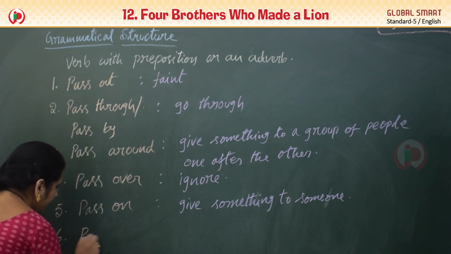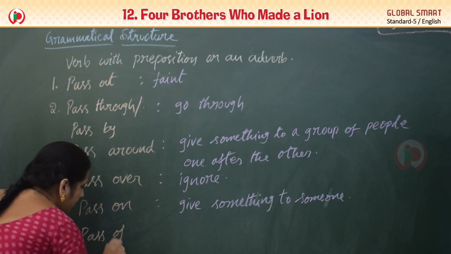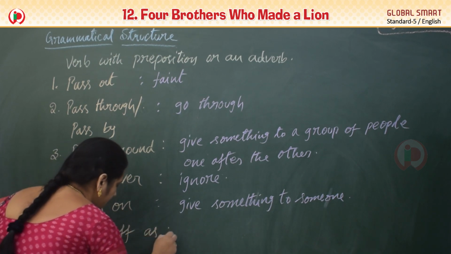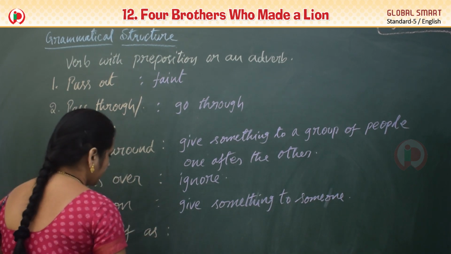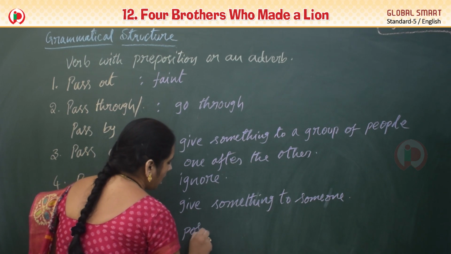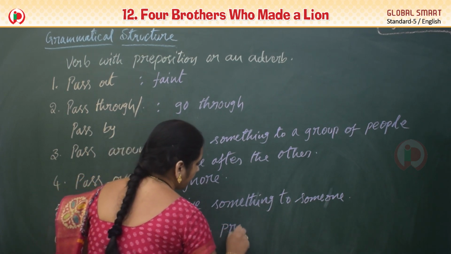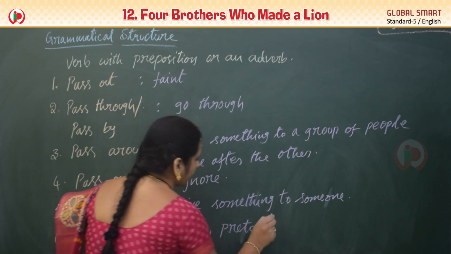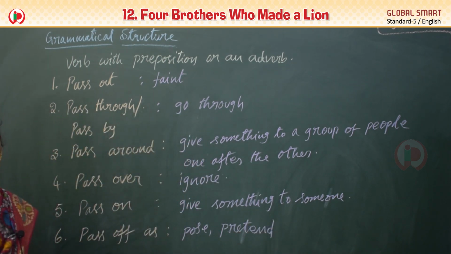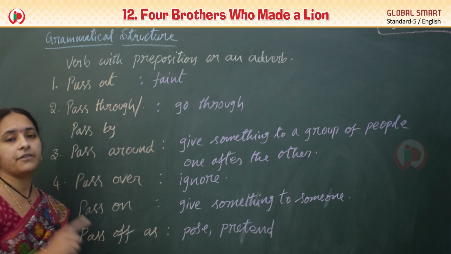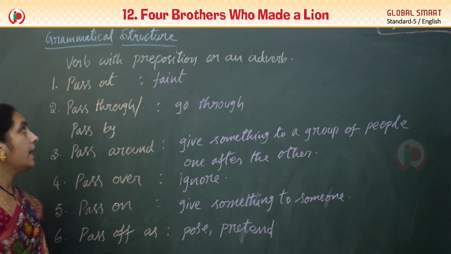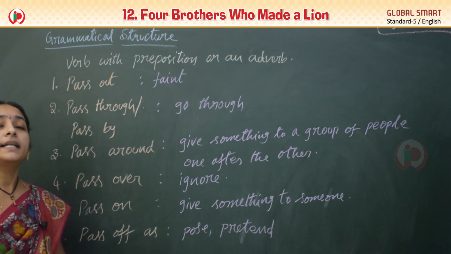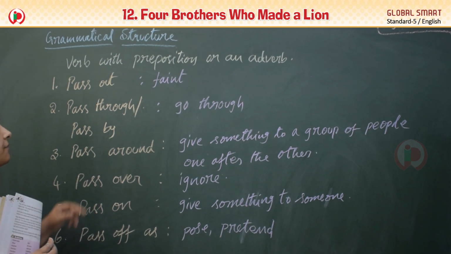Pass off as. P-A-S-S O-F-F A-S. Pass off as. That means pose or pretend. Pose or pretend something. If we pretend something, that we can call pass off as. Pass off as, O-F-F. Okay. So pass out. Pass out means faint.